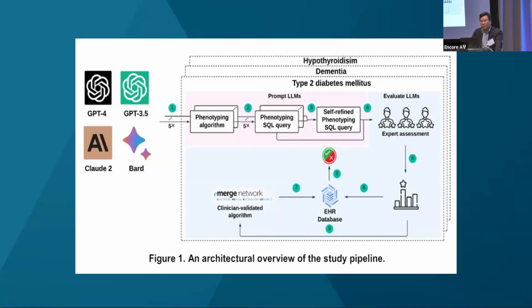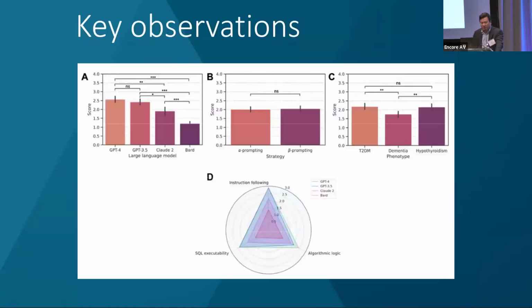One is we have a domain expert review the algorithm to see if it's reasonable or not, and how reasonable and executable this SQL is. Another is we implement the algorithm in our EHR and compare that with the eMERGE algorithm. The eMERGE algorithms for these three diseases have been very well developed and institutionally validated, so it looks pretty accurate based on the literature. So that's our two strategies to evaluate the results.